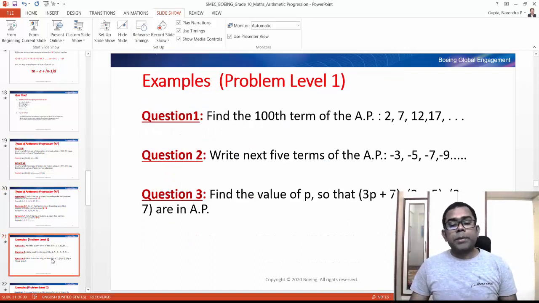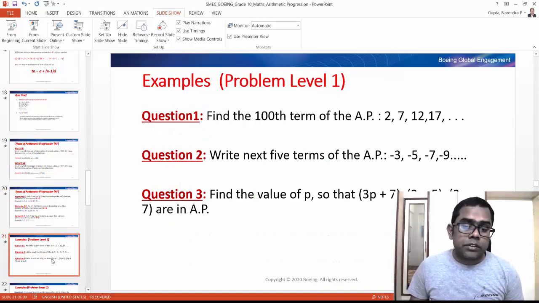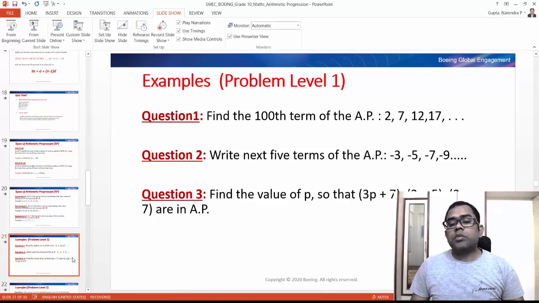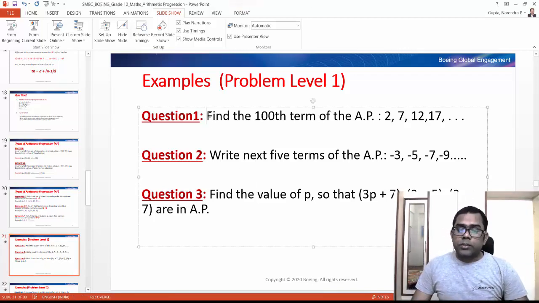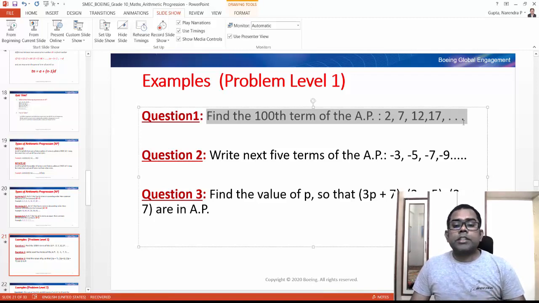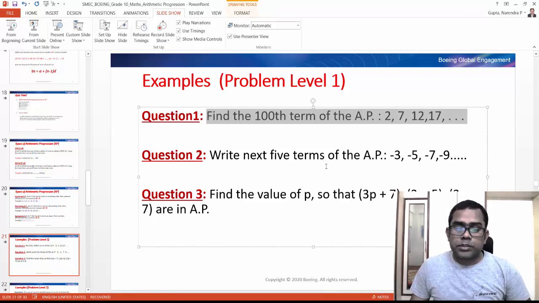So today, based on the concepts that we have learned so far, we will try to solve some problems. I'll try to solve the first problem with you, and I invite you to solve the rest of the problems as homework.